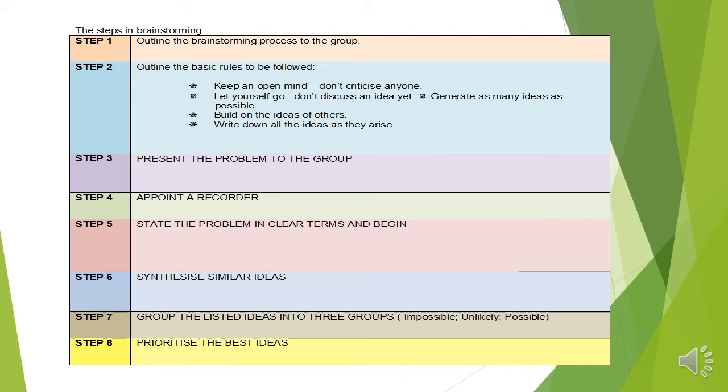Some ideas look similar. You have to synthesize such ideas, and then group the listed ideas into three groups. Some ideas are impossible, some ideas are unlikely, some are possible. So you have to group those listed ideas into three groups and then prioritize the best ideas. Now the best ideas must be prioritized.